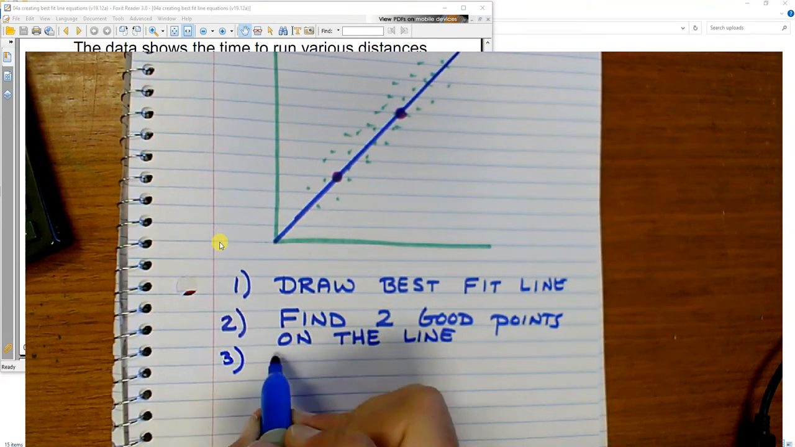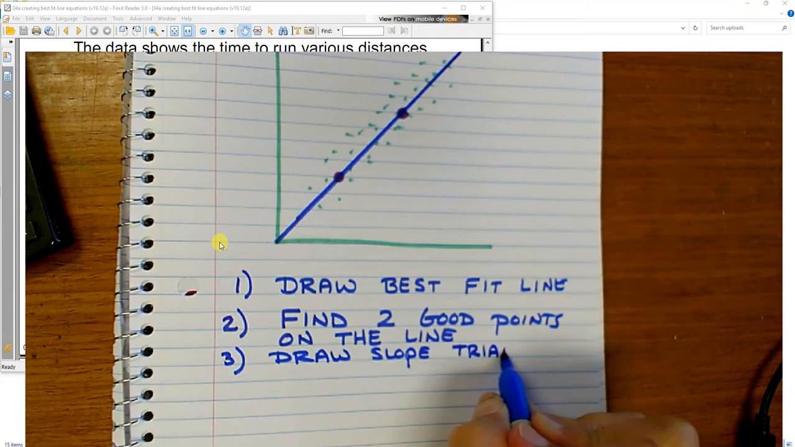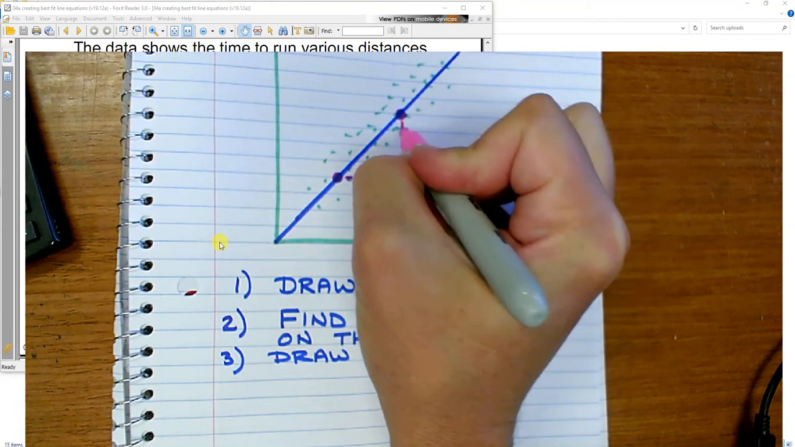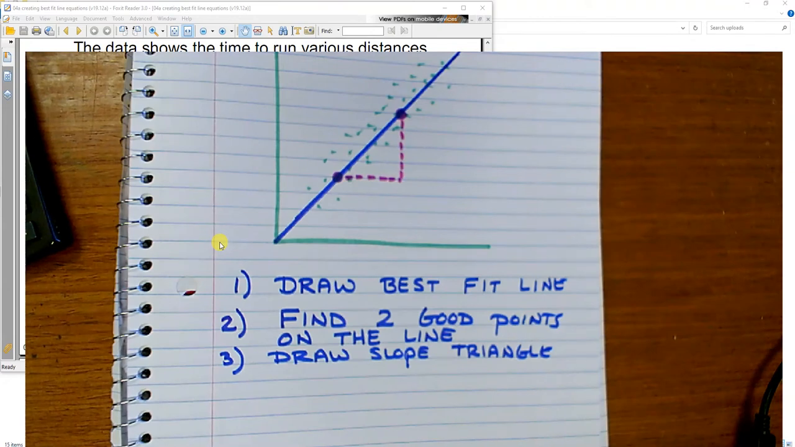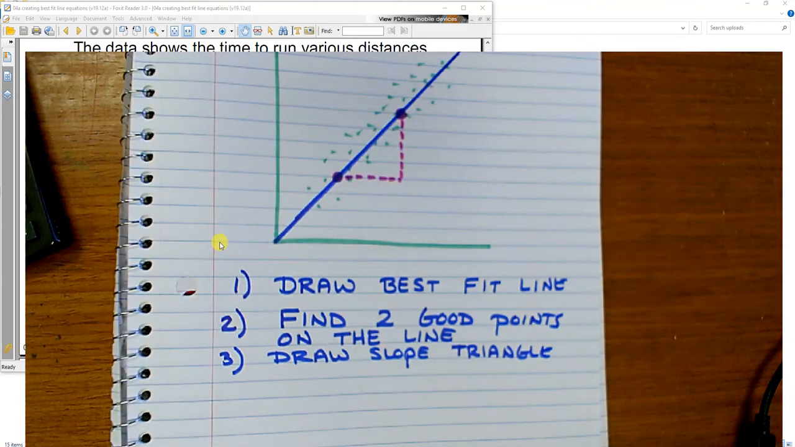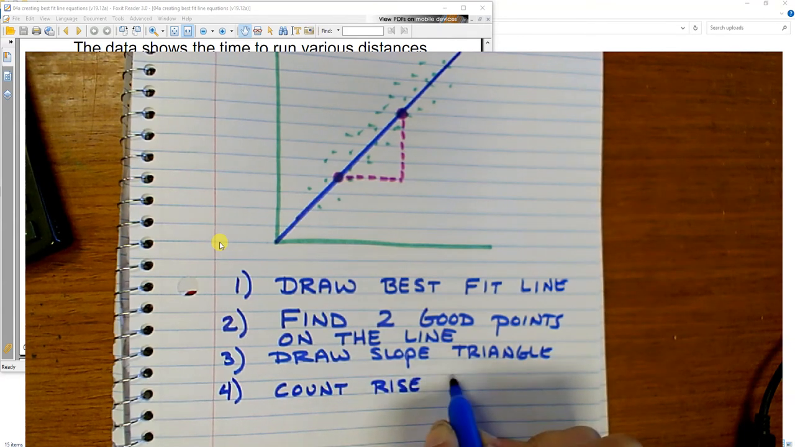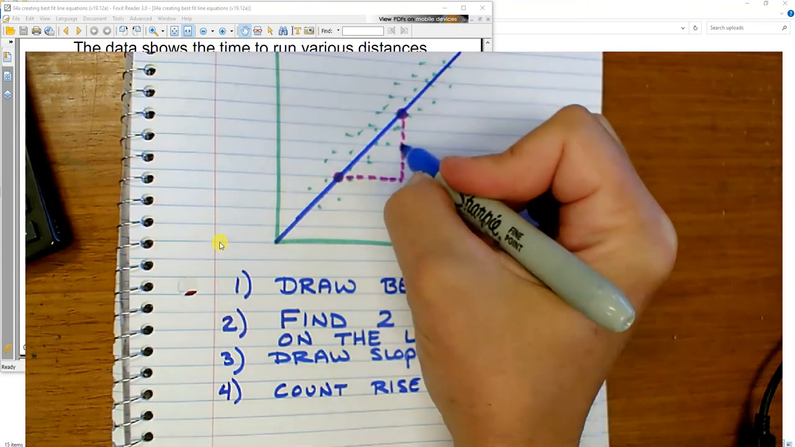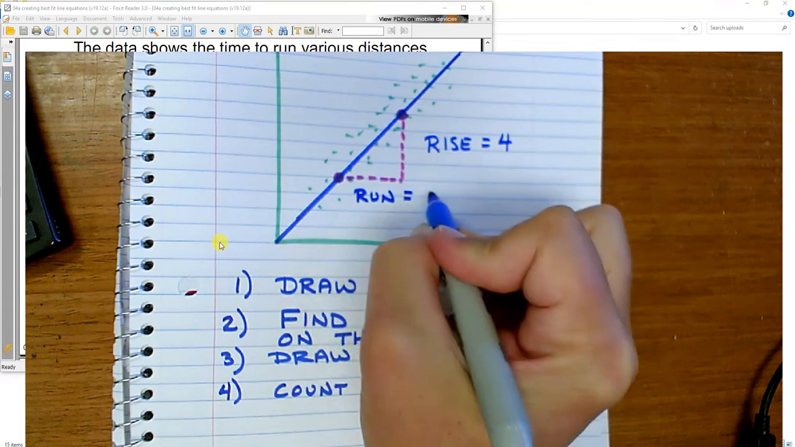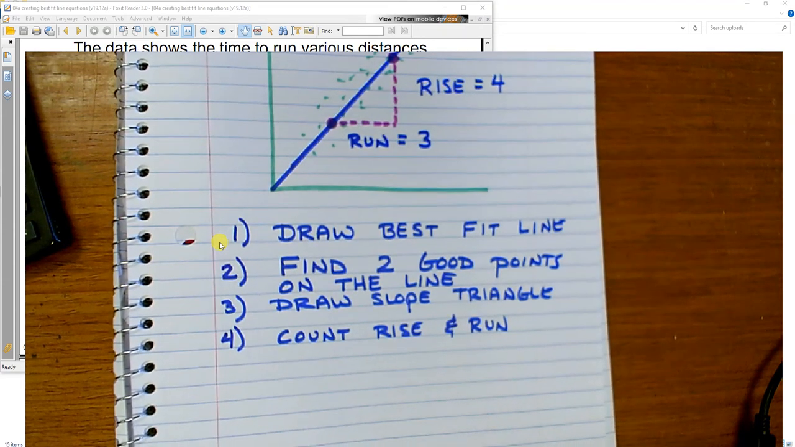Draw in your slope triangle. This is all stuff that we've done before. The only new part is step 1, where we have to draw in the line. Step 4, count the rise and run. One, two, three, 4. Put the rise over the run to get the slope.